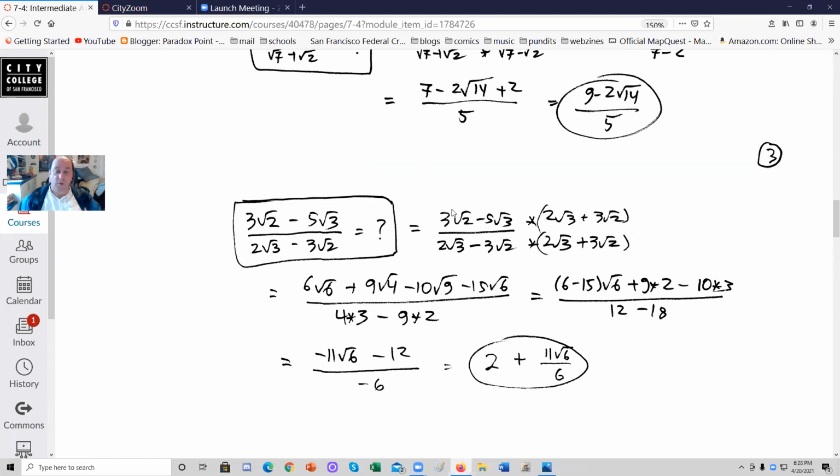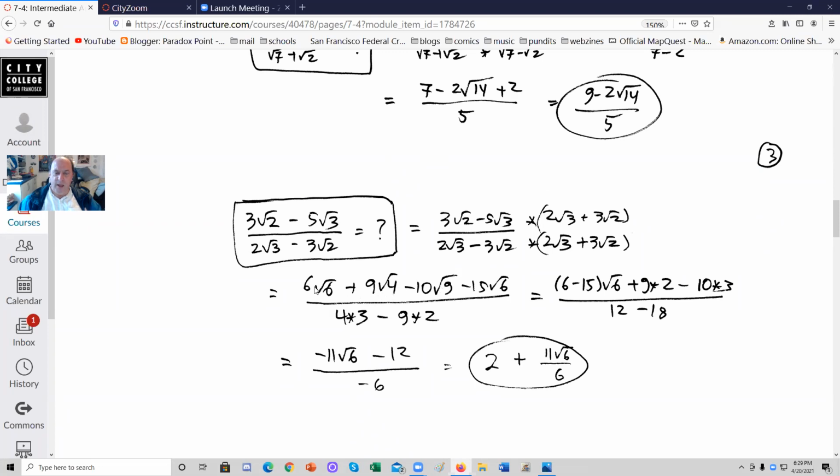For this, we'll use FOIL in the numerator. First, 3 root 2 times 2 root 3 is 6 root 6. Outer, 3 root 2 times 3 root 2 is 9 root 4. Inner, minus 5 root 3 times 2 root 3 is minus 10 root 9. Last, minus 5 root 3 times 3 root 2 is minus 15 root 6.